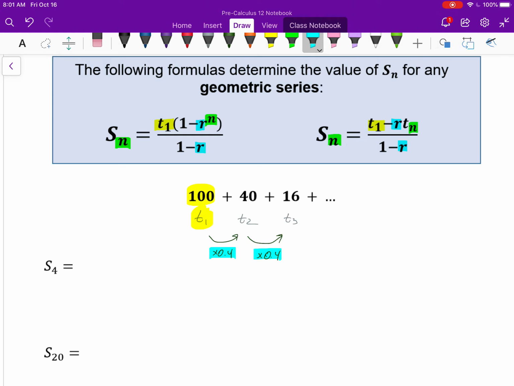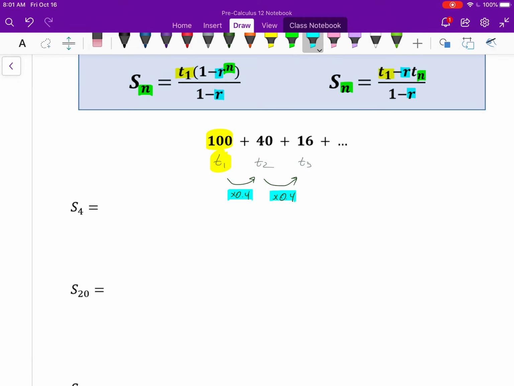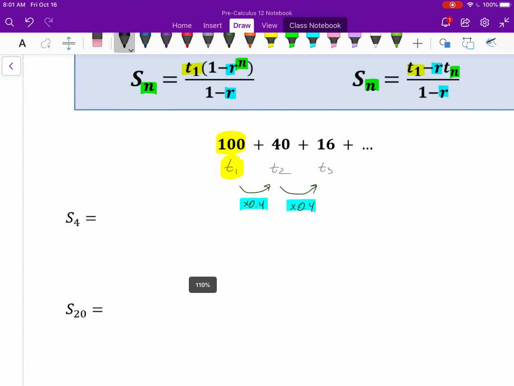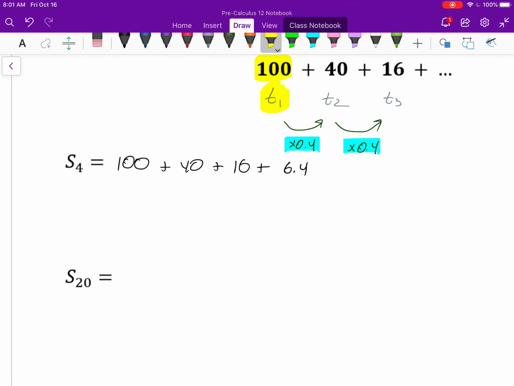What does S4 mean? That means I want to find the sum of the first four terms. I could use one of these formulas, but why don't I just write down 100 plus 40 plus 16 plus, and I just need to find one more. The fourth term is 16 times 0.4, which on a calculator is 6.4. I struggle to see how that's not faster than using one of those formulas. If you do this, you get exactly 162.4, which represents the sum of the first four terms.